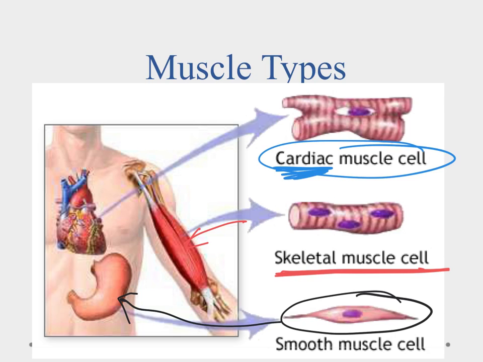So 3 different kinds of muscle cells. They all serve a slightly different purpose. We have control over one of them. The rest of them are going to be autonomic, and they just kind of work and do their job as they're supposed to without us having to think about it.